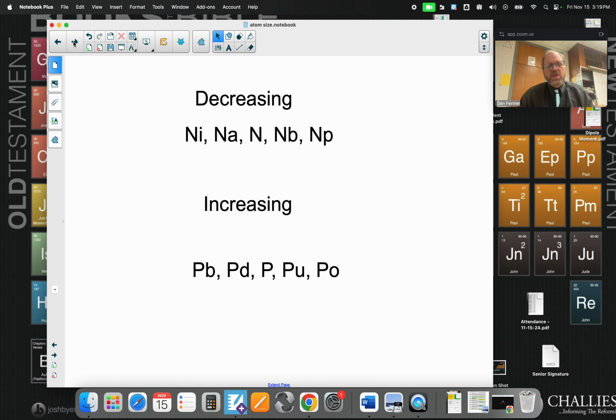All right, let's do these last two. Pause it, run through them. I want Ni, Na, N, Nb, and P in decreasing. So the one that's farthest down, farthest to the left, to the farthest up, and farthest to the right. And then for the second one, increasing, farthest up on the right, down to the bottom left. So take a minute, pause it, try it. So that's that.